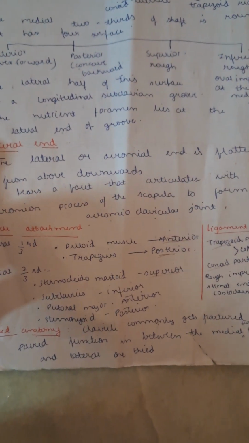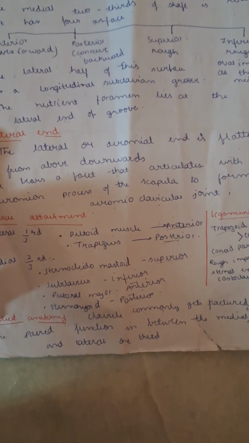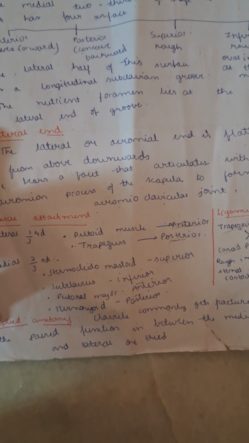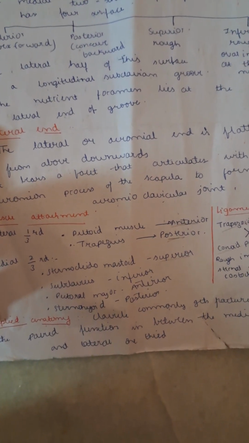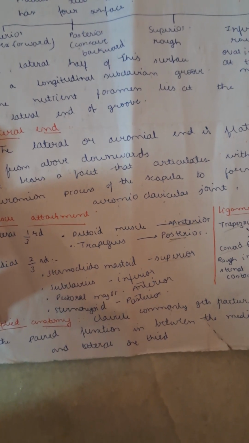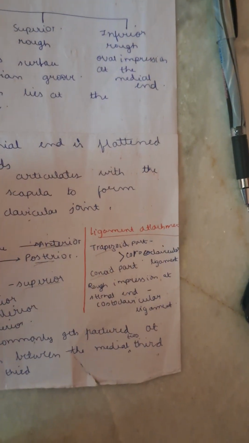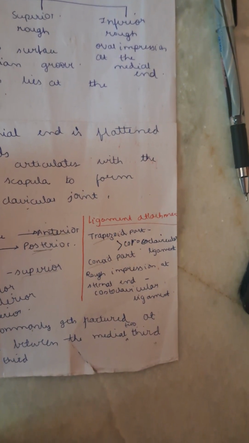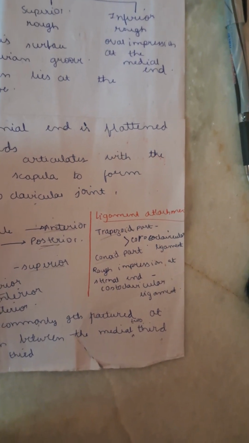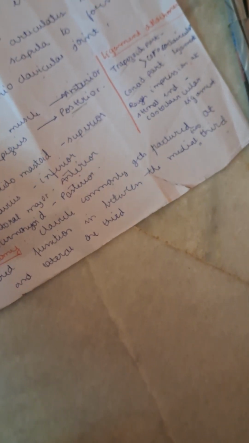And the muscle attachments. Lateral 1/3: deltoid muscle anteriorly, trapezius posteriorly. Medial 2/3: sternocleidomastoid superiorly and subclavius inferiorly, pectoralis major anteriorly and sternohyoid posteriorly. Ligaments include the trapezoid part and conoid part, which form the coracoclavicular ligament. Rough impression at the sternal end forms the costoclavicular ligament. And the applied anatomy. Clavicle commonly gets fractured at the junction between the medial 2/3 and lateral 1/3.